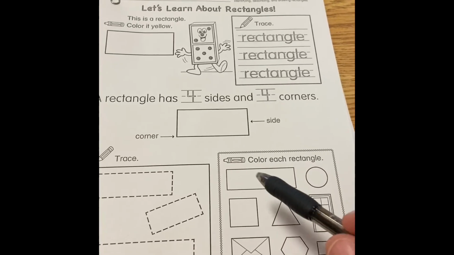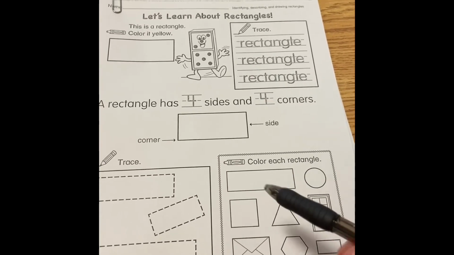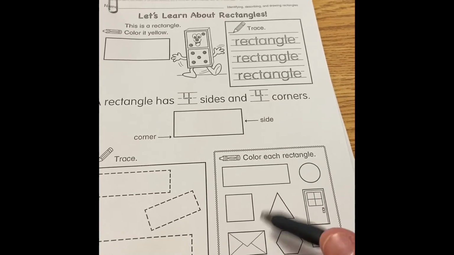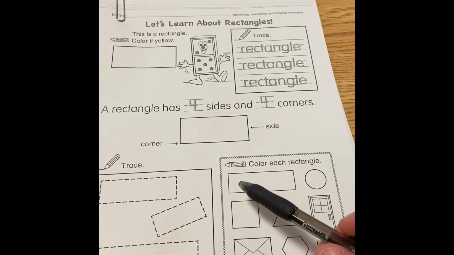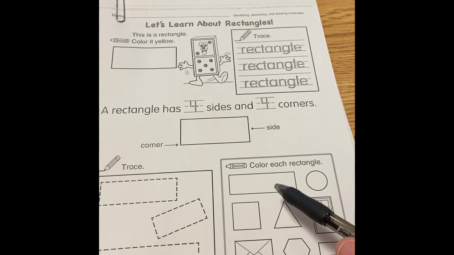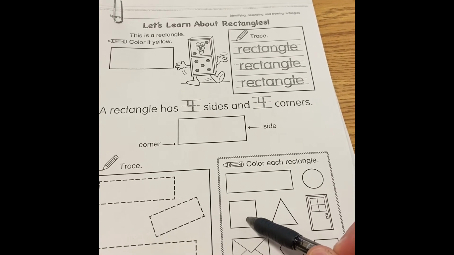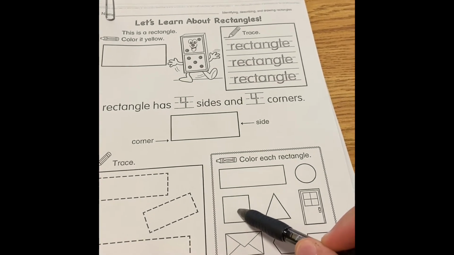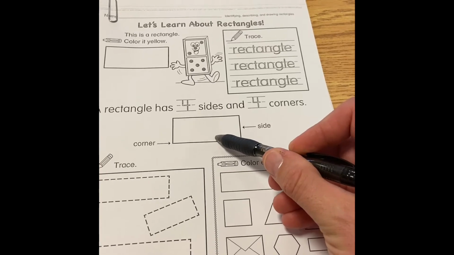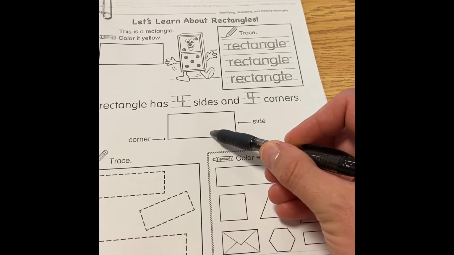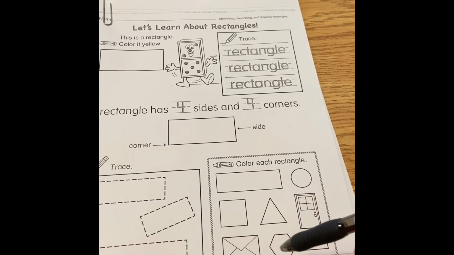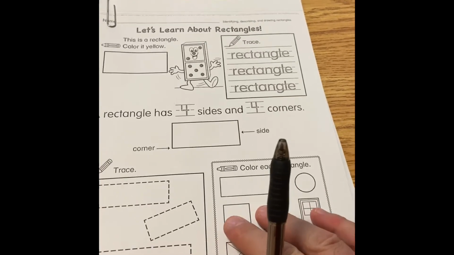And then over here it says color each rectangle. So we're going to look only to color the ones that look like rectangles. Remember, rectangles have 4 corners and 4 sides. Does this look like a rectangle? If you get confused, does this look like this? Is it stretched out like a rectangle is? And be careful. So we have some rectangles down here. Go ahead and just color the rectangles.